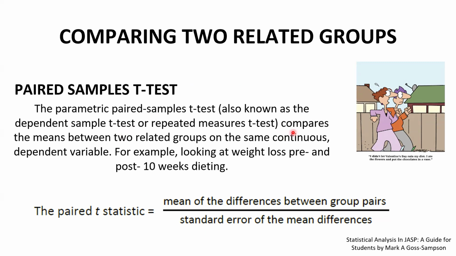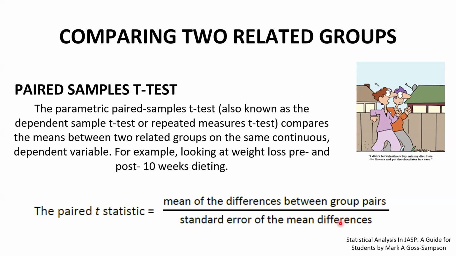Now, the parametric paired t-test, also known as dependent samples t-test or repeated measures t-test, as we indicated earlier, compares the means between two related groups on the same continuous dependent variable. For example, looking at weight loss pre and post 10 weeks of dieting. Here, what we see is the paired t statistic, so how the t value is computed. That is the mean of the differences between group pairs, divided by the standard error of the mean differences.